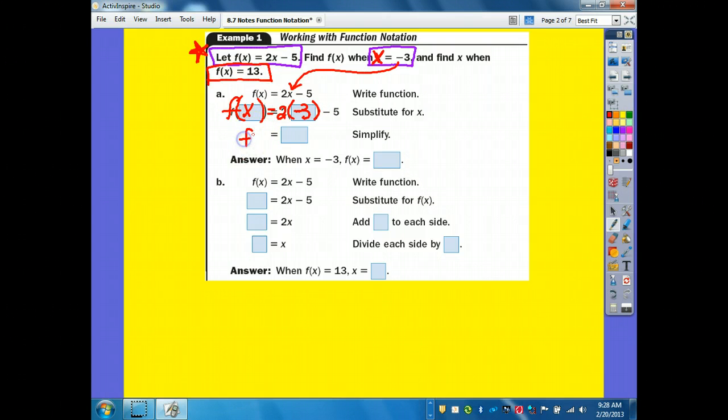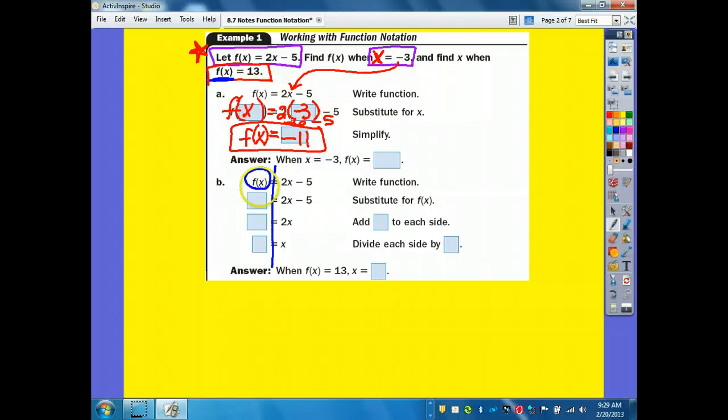So f of x will equal what? Order of operations, 2 times a negative 3 is? That turns into a negative 6. Negative 6 minus 5 is? Negative 11. There's the first answer of what they were asking us when they said to find f of x when x is a negative 3. Now the second part, they say, and then find x when f of x is 13. So am I going to put 13 in for f of x or x?